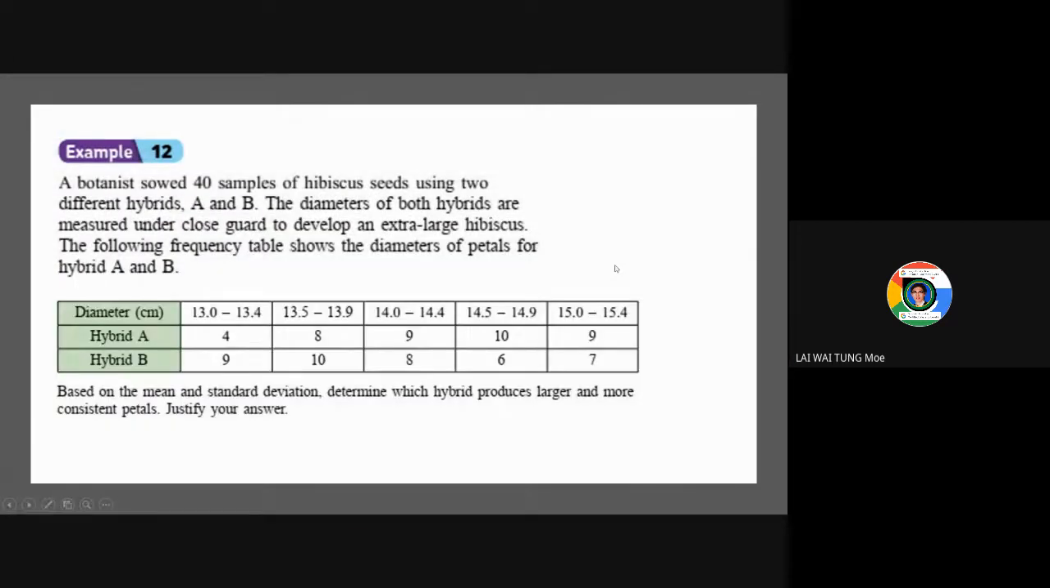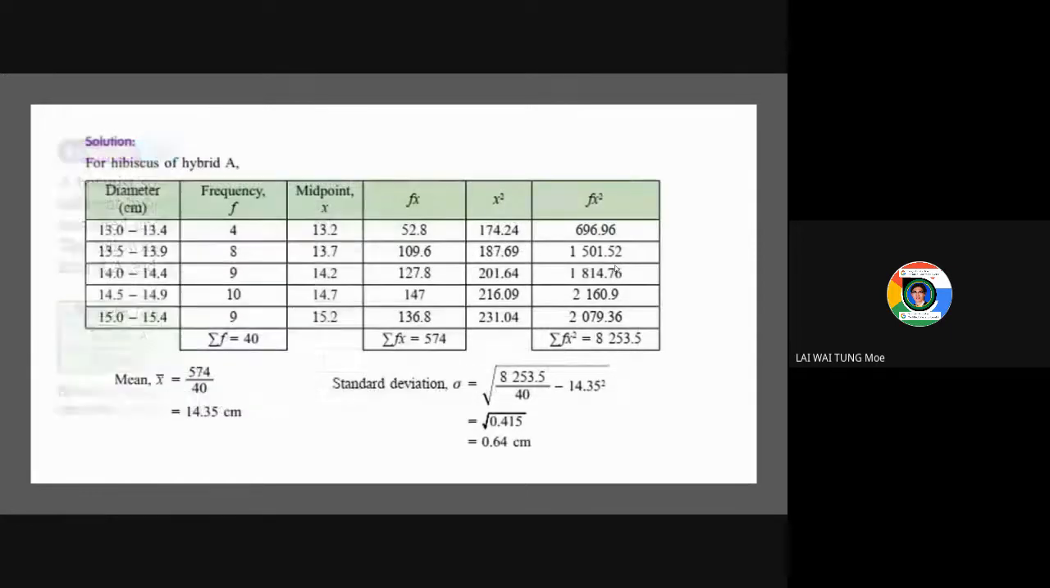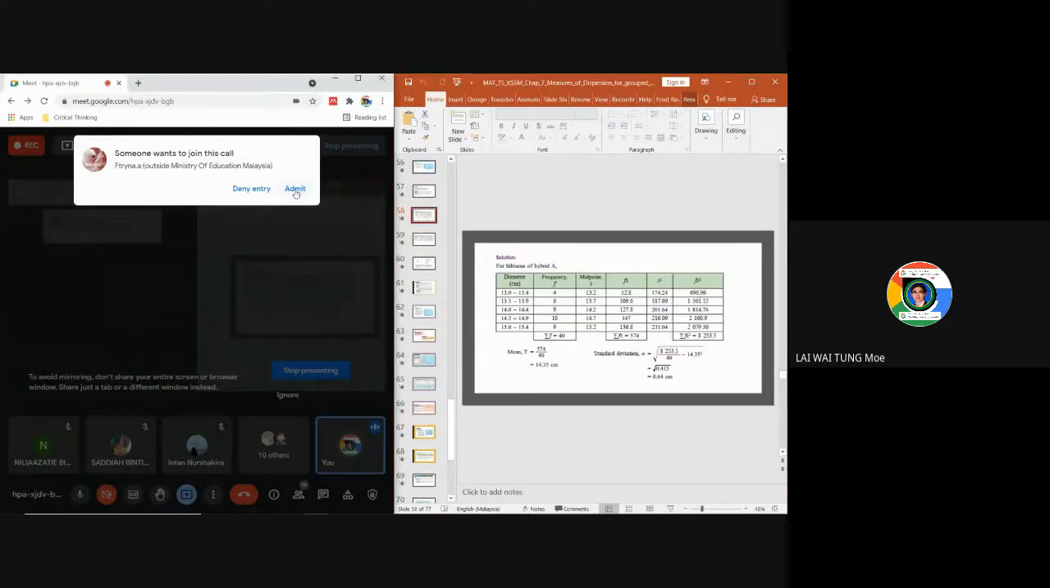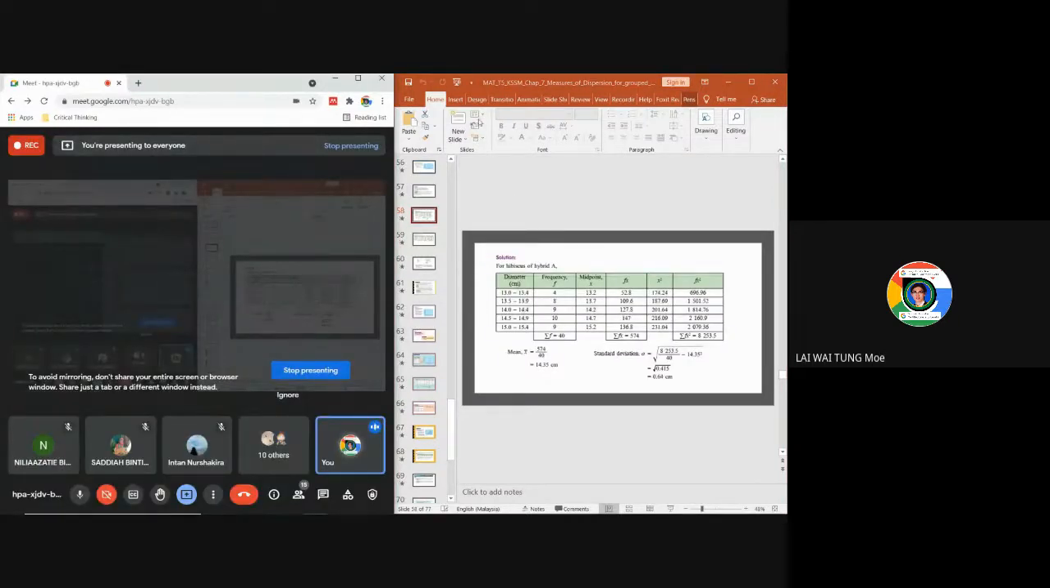So for the first, hybrid A, we will do the same thing. For the diameter and also the frequency, you just copy and paste from the question, because it is the same data given by the question.